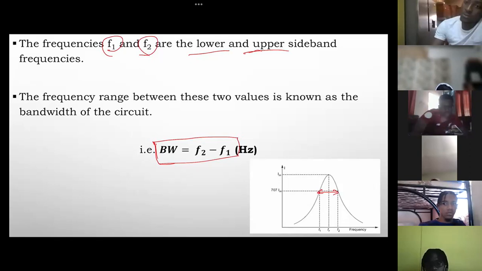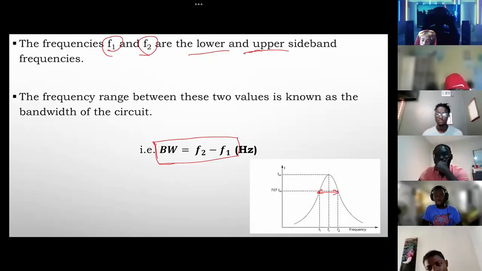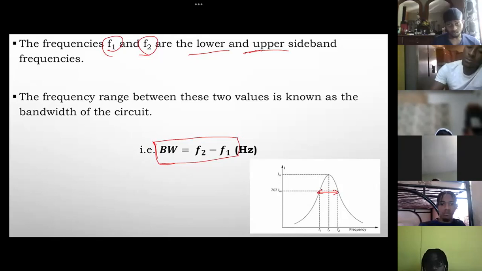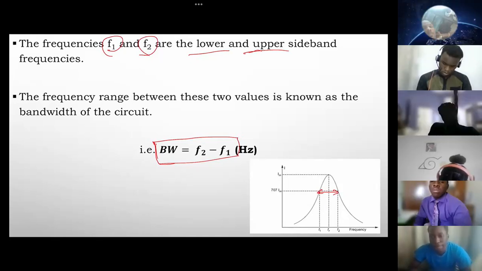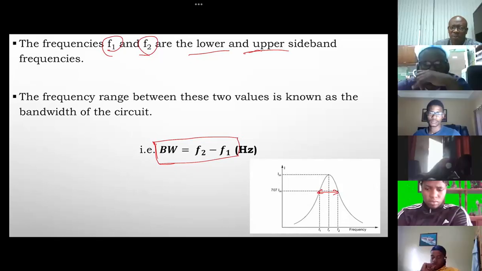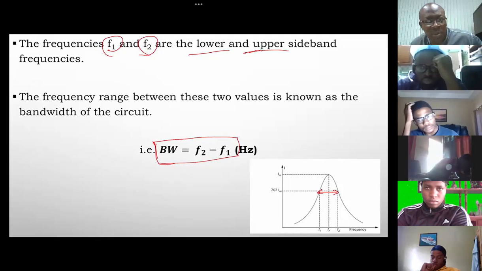Yes, sir. For me, the cutoff frequency part, I never quite get that. That's just another name we give to F1 and F2. Oh, okay. So I can refer to the cutoff frequencies, and I'm still talking about F1 and F2. If I say the half power points, I'm still talking about F1 and F2. If I say the -3 dB points, I'm still talking about F1 and F2. You with me? So I can use any of those terms, and I'm talking about the same two frequencies.